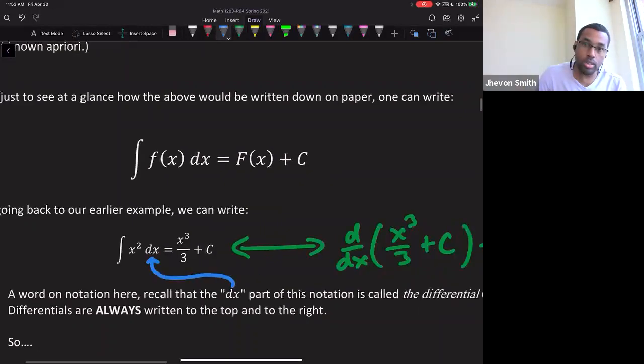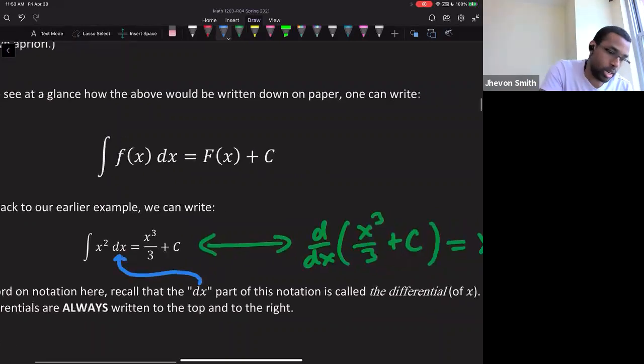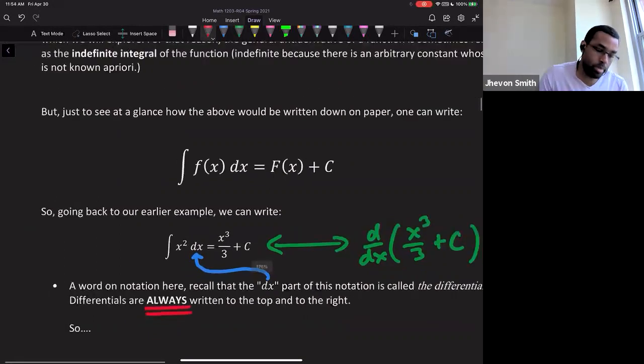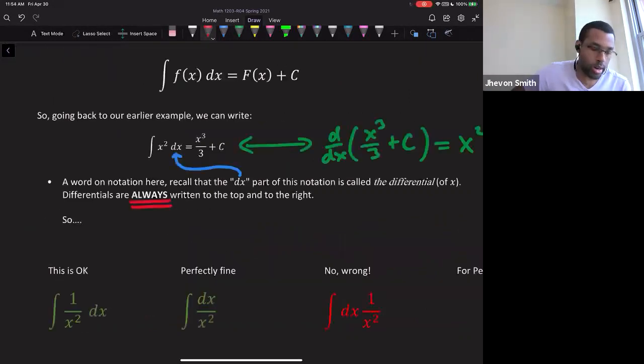That is called the differential, and it is always written to the top and to the right. But it has to be on top of everything or to the right of everything. So for example, if my function is 1 over x squared, I can write this as the integral of 1 over x squared dx. The dx is to the right. Or I can multiply by the dx and put it on top and say the integral of dx over x squared. These are actually the same thing.